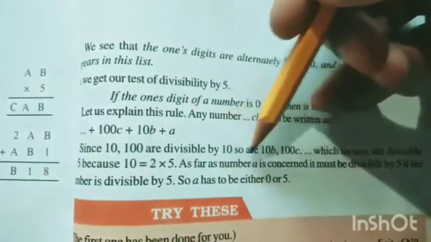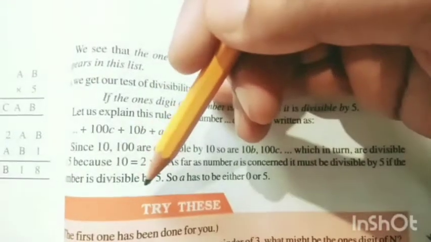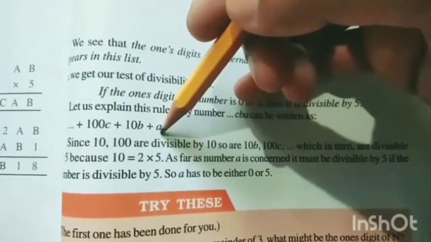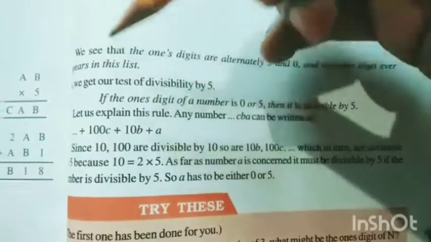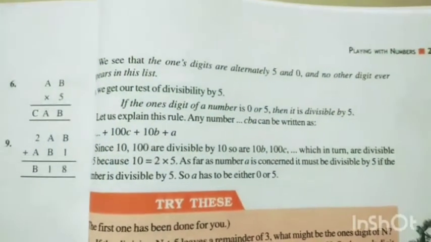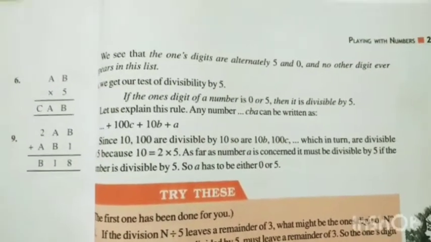As far as the number A is concerned, it must be divisible by 5. If the number is divisible by 5, then A has to be either 0 or 5. So A should be either 0 or 5, then only it will be divisible by 5. So you understood the explanation here. Any number whose unit digit is 0 or 5 is divisible by 5. Okay, now see, try this.